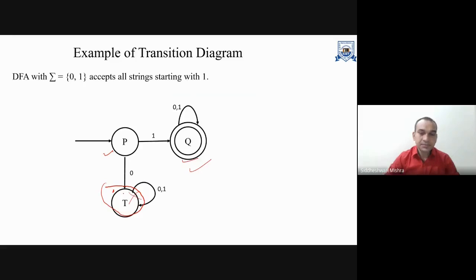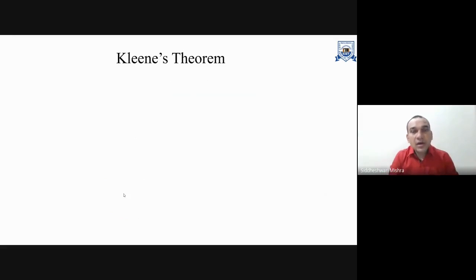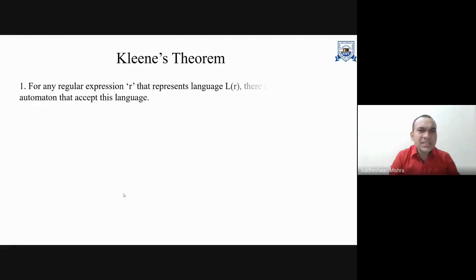The others are rejected. Next, our objective is Kleene's theorem. So what is Kleene's theorem? Kleene's theorem states that for any regular expression R that represents a language L of R, there is a finite automaton that accepts this language. Basically, Kleene's theorem is telling us that if you have a regular expression R, then you can form the language with that regular expression.